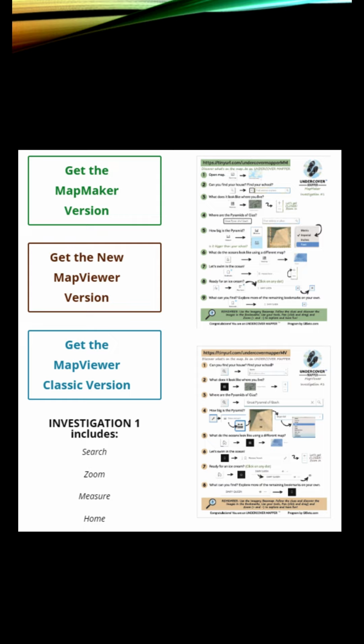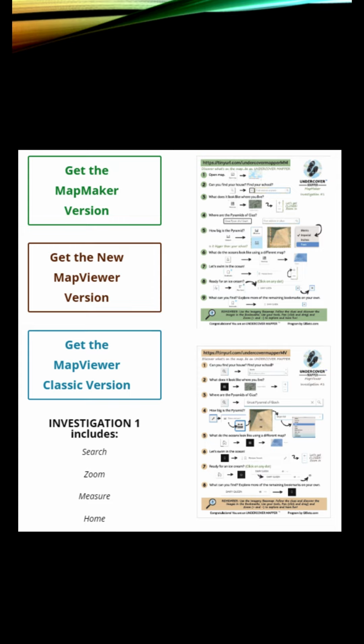So when you find the Undercover Mapper website, you're going to see that there's two different activities that you can use, Undercover Mapper 1 and Undercover Mapper 2. And the fantastic thing about this is it's actually set up to use either Mapmaker or the map viewer versions that are available through Esri. So if you want to go kind of easy with Mapmaker, especially if you're teaching maybe K-8, you can do that. Or if you want to get into the more robust version of building and designing maps, you're definitely going to want to use Map Viewer.